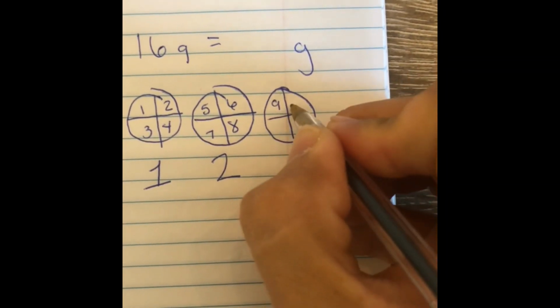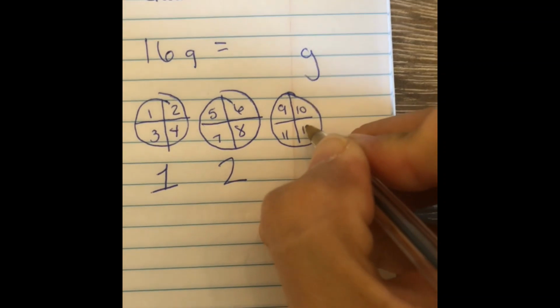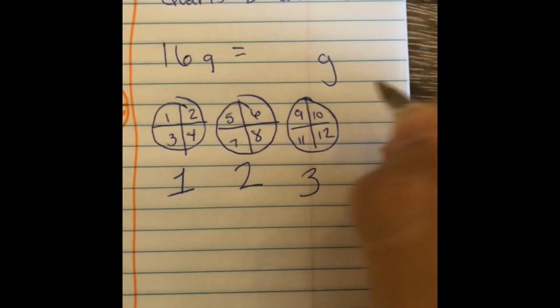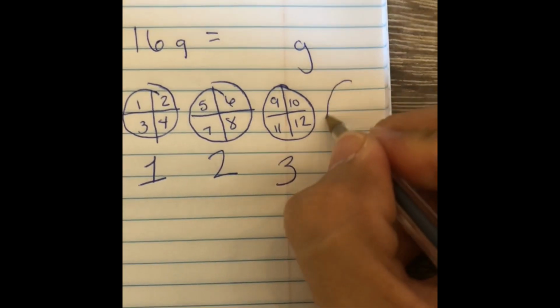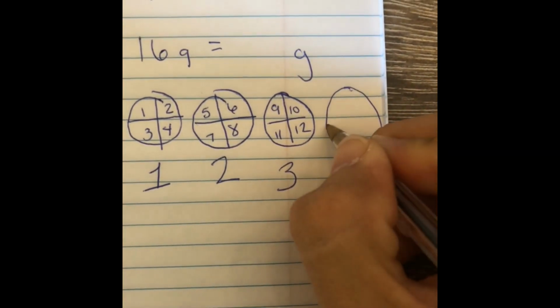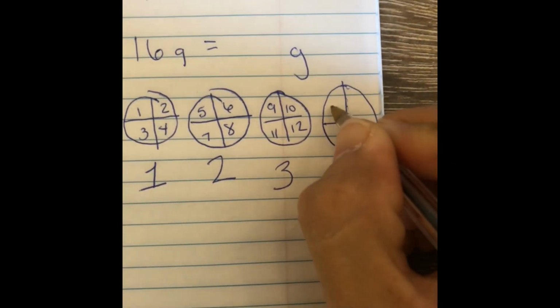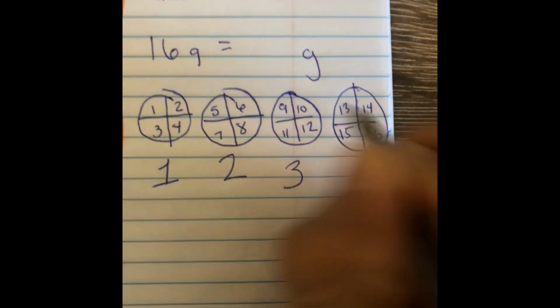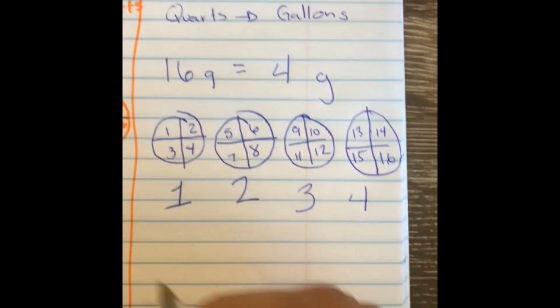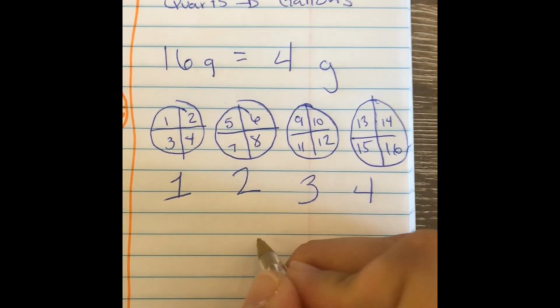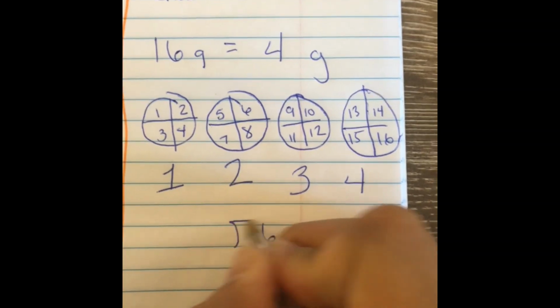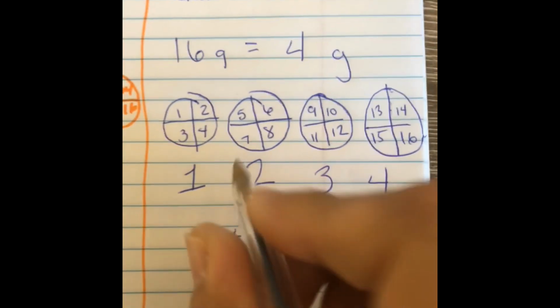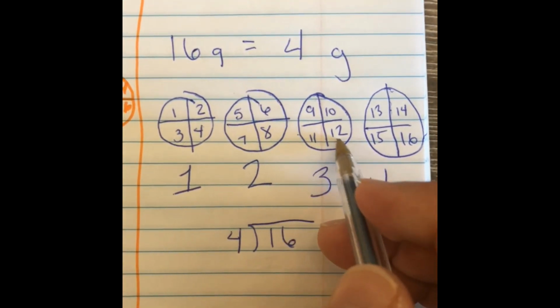That's going to be 9, 10, 11, 12. So far we've made 3 gallons. We used up 12, we have 16, so we can keep going. 13, 14, 15, 16. With my 16 quarts, I can make 4 gallons. What did I do, guys? Well, I divided 16 quarts into groups of 4. That's a group of 4, that's a group of 4, that's a group of 4, that's a group of 4.